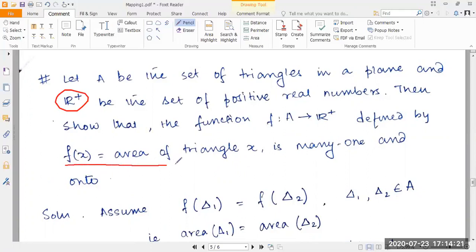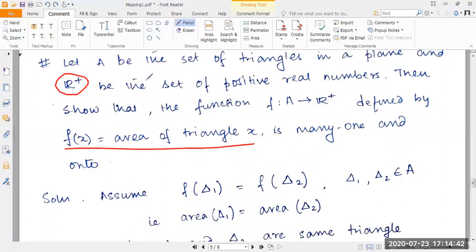So here f(x) is not exactly a mathematical function, this is a conceptual function. If I consider an area, then f(x) will be the area of that triangle. So let's say I consider this triangle. f(x), that rule, will tell me the area of that triangle. So that is how my function works in this sum. We need to show that this function f is many one and onto.